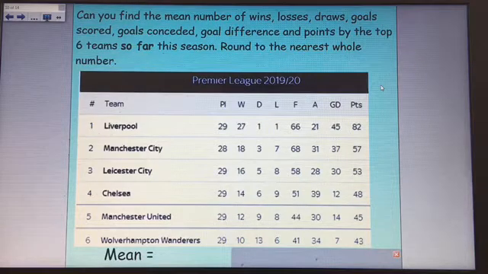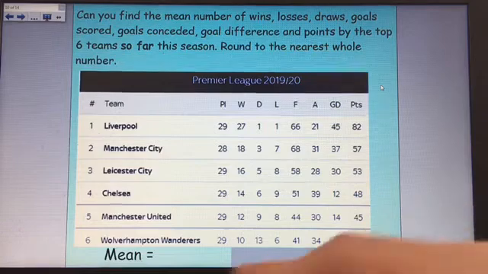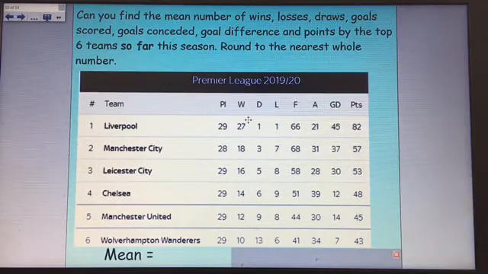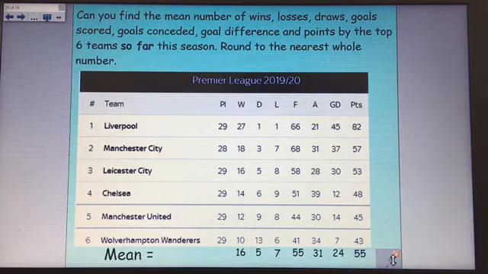So let's have a look at the top 6 teams. If we look at the wins, you'd have to add them all together, and then divide by 6, and then round to the nearest whole number. So the mean number of wins by top 6 teams is 16. Same for draws, you'd have to add them all together and divide by 6, and so on and so forth. So here are the answers.